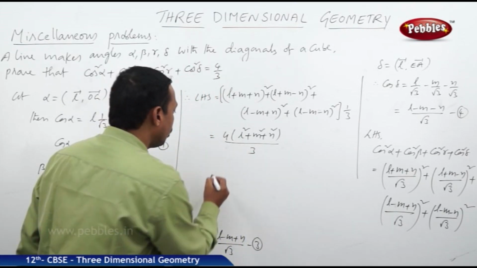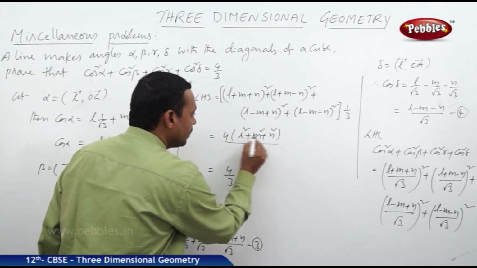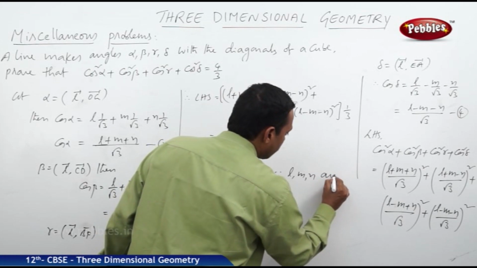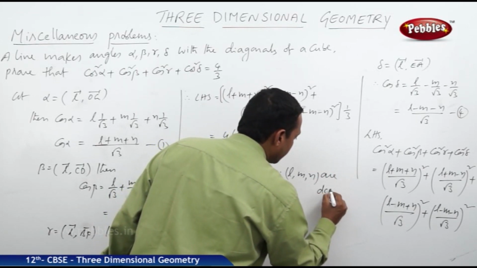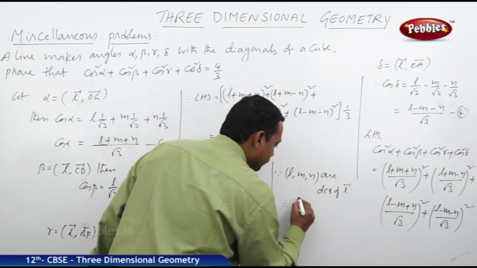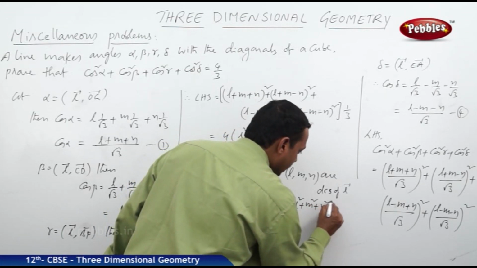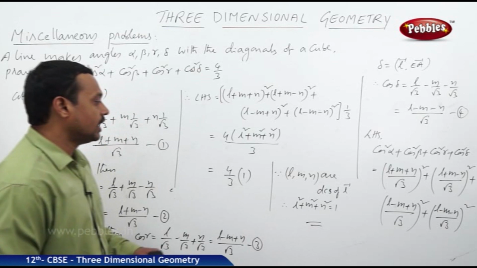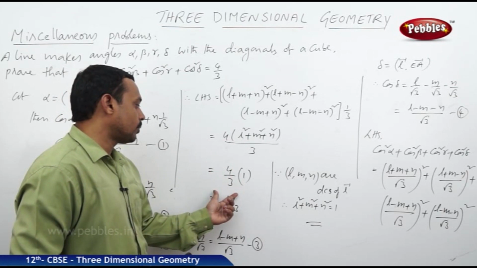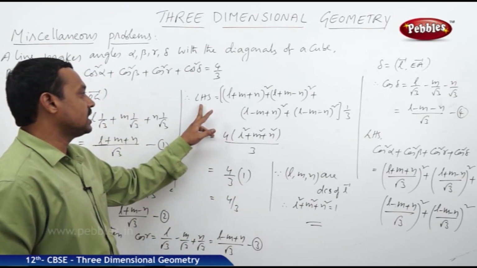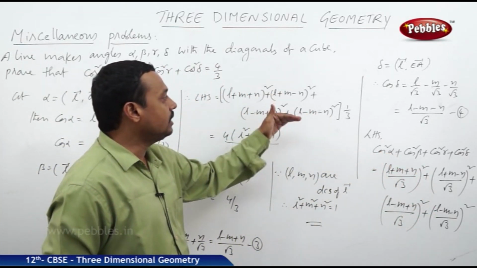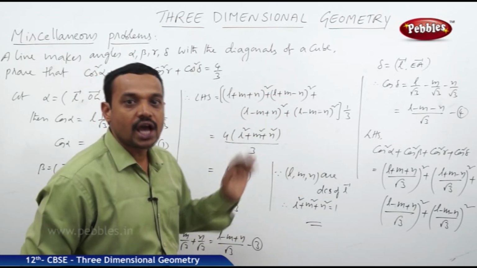But you know 4 by 3 into l square plus m square plus n square, and l square plus m square plus n square is equal to 1, since l, m, n are the direction cosines of the vector L bar. So finally the LHS is 4 by 3 into 1, that is equal to 4 by 3. What is this LHS? It is the sum of the squares of the cosines of the angles the line makes with the 4 diagonals of a cube.